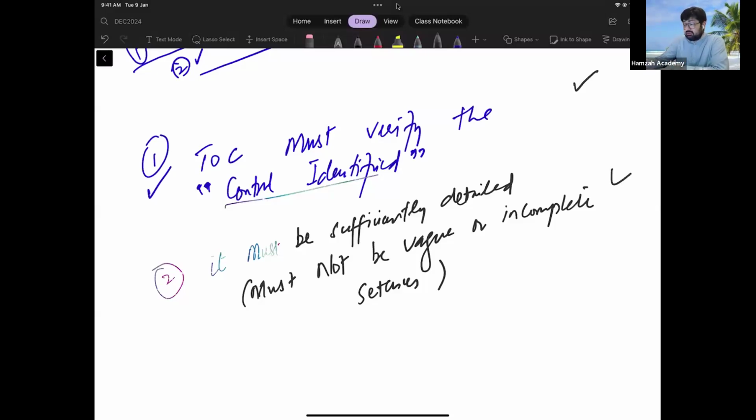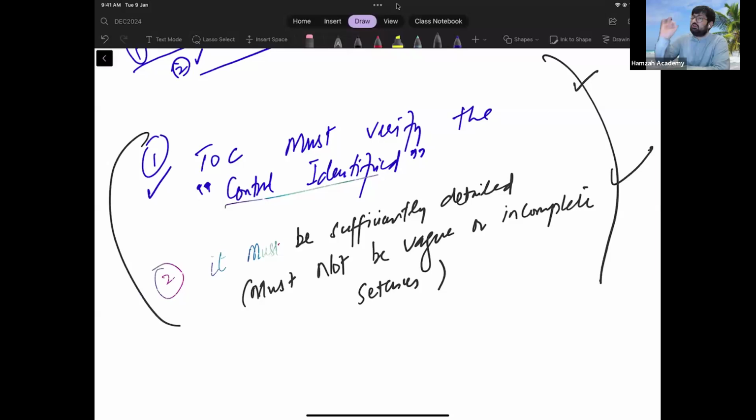That must be very much clear. If your test of control is not meeting this criteria, you never get marks. So work on it. So we will be talking about a question today from the exam kit. If you don't have this exam kit, you can WhatsApp me after the class. Our target for today is to learn direct controls.